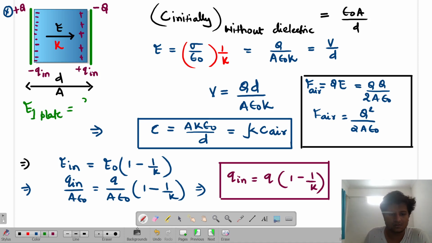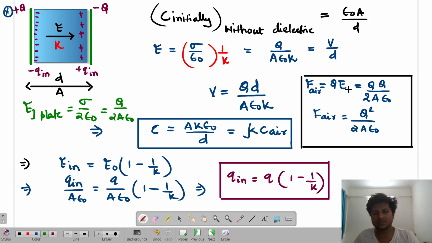No? Got it? So sigma by 2 epsilon naught is Q by twice A epsilon naught. Due to this electric field of one plate, the other plate is feeling the force. So this is E of one plate, you can say in terms of understanding. Is that clear? So always we have to use capacitance in terms of dielectric as K into C of air. Is that clear?